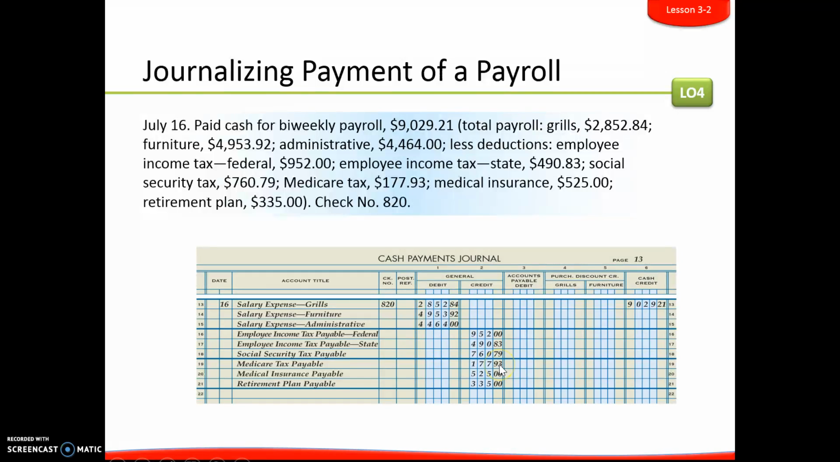So I want to point out one important thing here. We are not technically paying these payroll taxes. What this is, again, is the payment of the payroll. So we are paying our employees at this point. What we're recognizing is the fact that we had salary expense for each of these three. And then all of our credits are actually increasing those liability accounts that we will eventually pay to the government. And our other cash credit goes to the $9,029.21 that we actually paid to the employees.